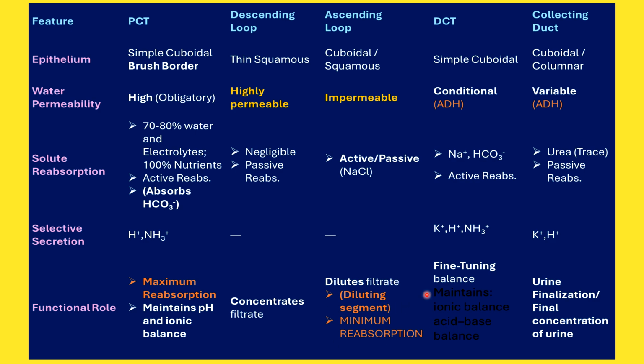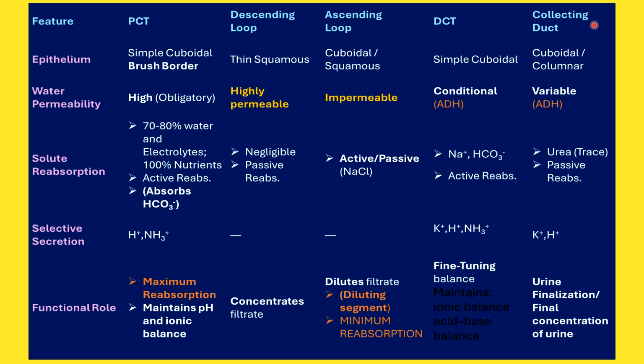Next, come to DCT. DCT is the region where conditional reabsorption takes place, that is, depending upon the body requirements, under the influence of the hormones, reabsorption takes place. Its main role is fine tuning the urine, maintaining the ionic balance and acid base balance.